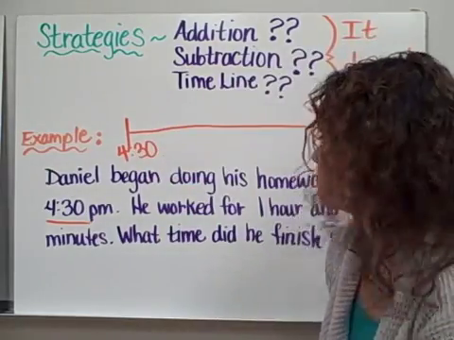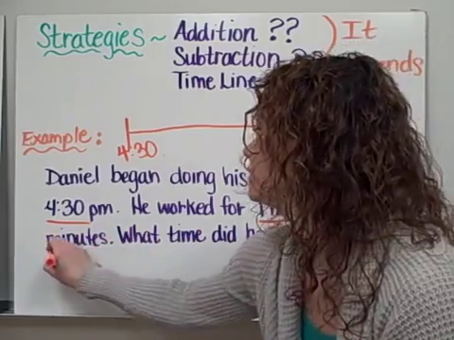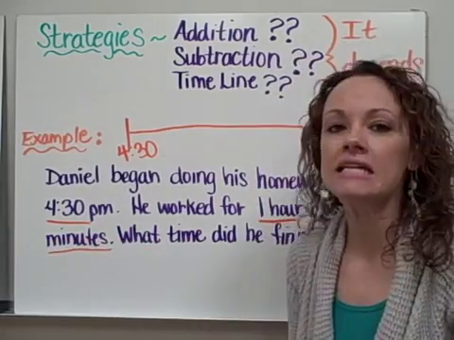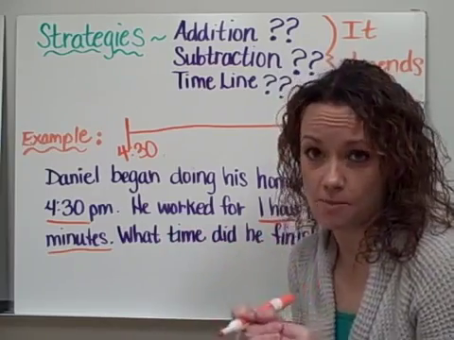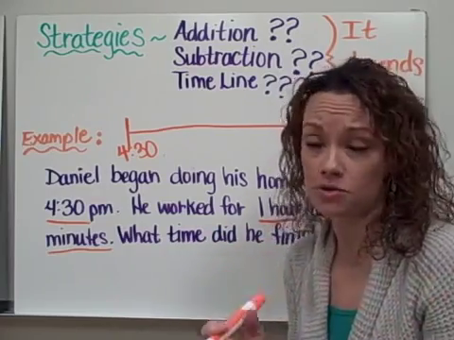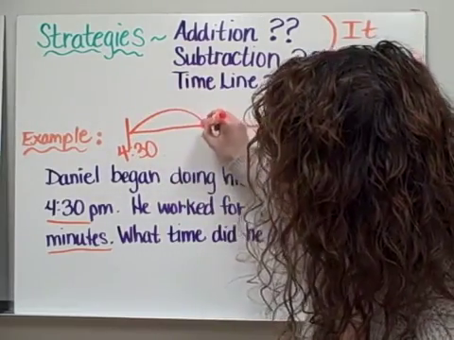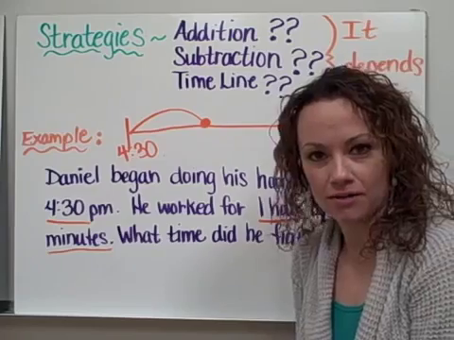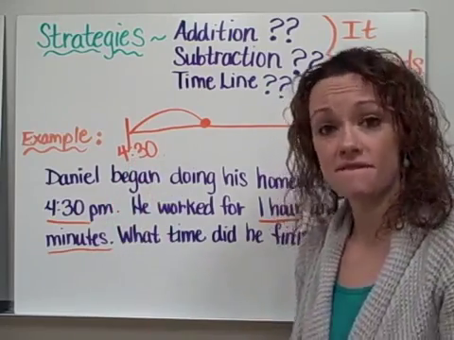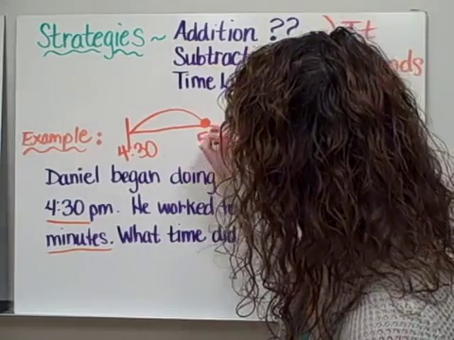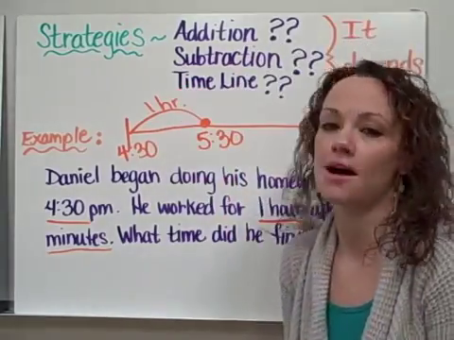What else do we know from our word problem? Well, we know that he worked for 1 hour and 35 minutes. Now, the easiest way to work with a timeline is to work with the largest chunk of time first, which would be hours. So we know that if we jump an hour and we've started at 4:30, an hour later would be 5:30. So I'm going to label after 1 hour has gone by.